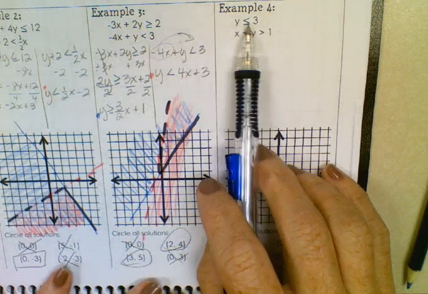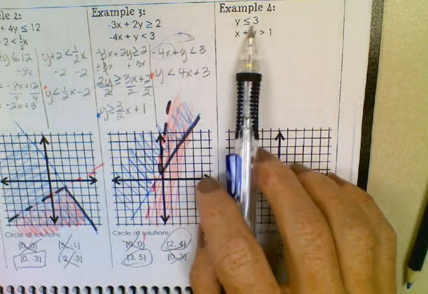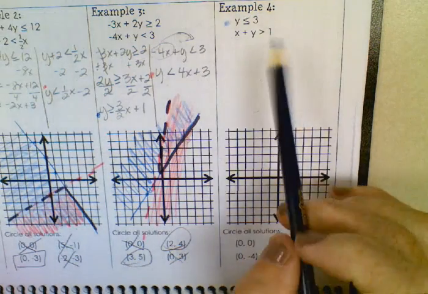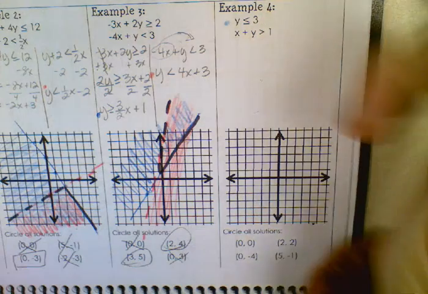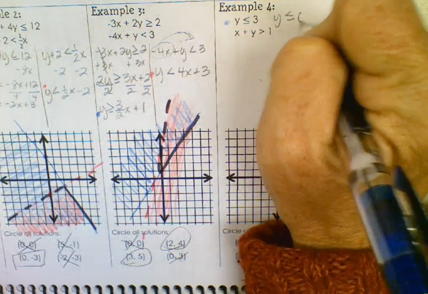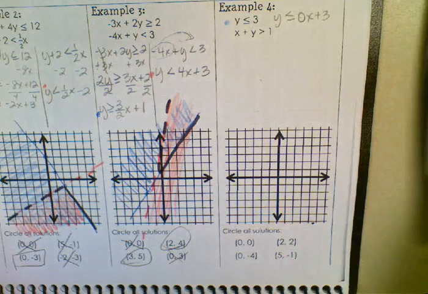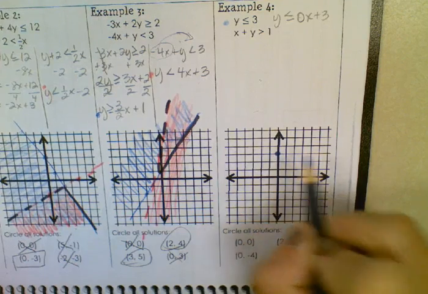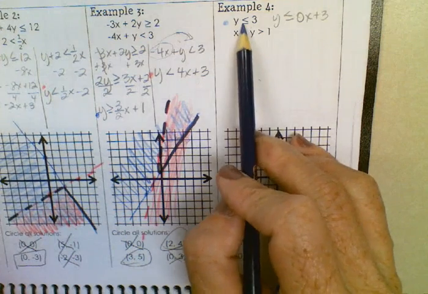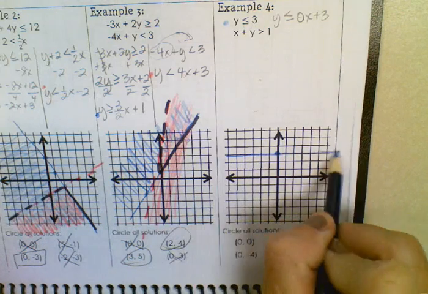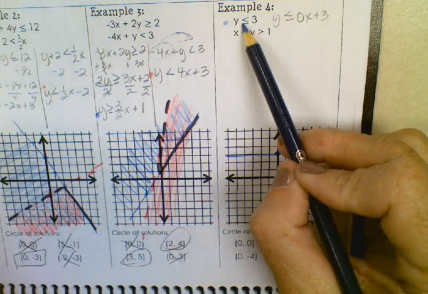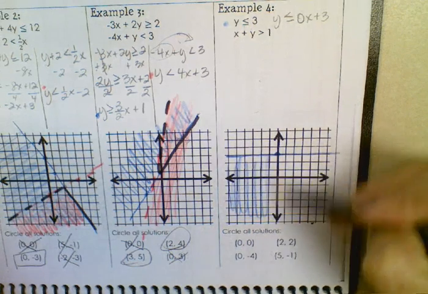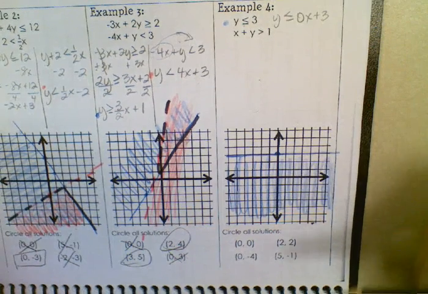So now we've got y ≤ 3. I want you to think about what kind of line that is. And that's going to be our blue line. So this is the same as y ≤ 0x + 3. So if we graph that, we're going to begin at 3. You should know by now that that's a horizontal line. It's going to be a solid line, and it's going to be everything less than or equal to that line. So anything less than 3 would be below the 3, and look just like that.